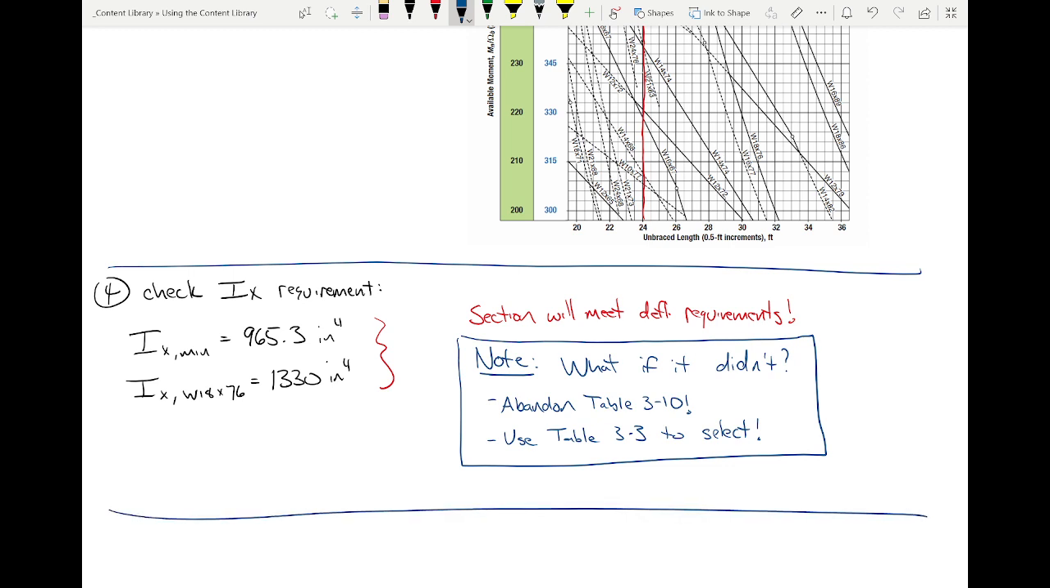Here's the reason why I would do that and not do what you said. If this section is not meeting this requirement, what it tells me as a designer is that I am governed by a completely different limit state. Table 3-10 is used to pick sections based off their bending strength. And what this is telling me is that it's not the bending strength that's controlling what section I pick, it's how much it's deforming, right? So I am going to use table 3-3, which organizes shapes based on how well they resist deformation.